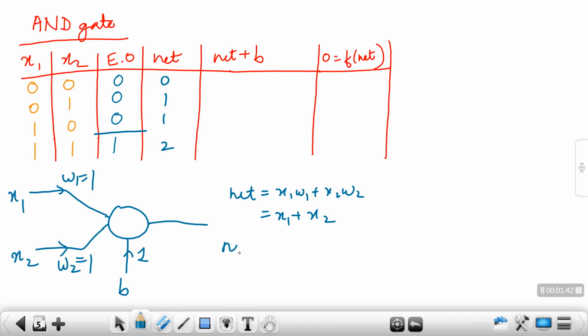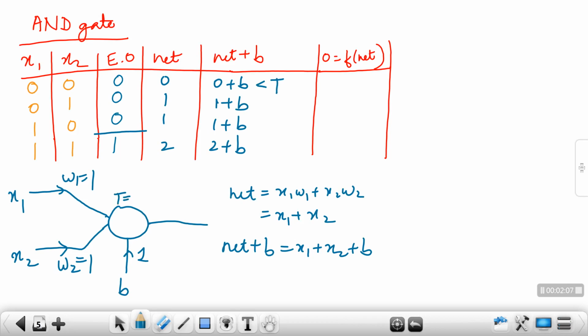So if at all I calculate net plus b, it will be x1 plus x2 plus b, that will be 0 plus b, 1 plus b, 1 plus b, 2 plus b. Now as you know the output will be 0, 0, 0 for the first three cases, so I should write that 0 plus b should be less than the threshold. The threshold which I select is t equal to 0, and only the last one should be greater than or equal to the threshold t. If I want, I can write it as 0 also.